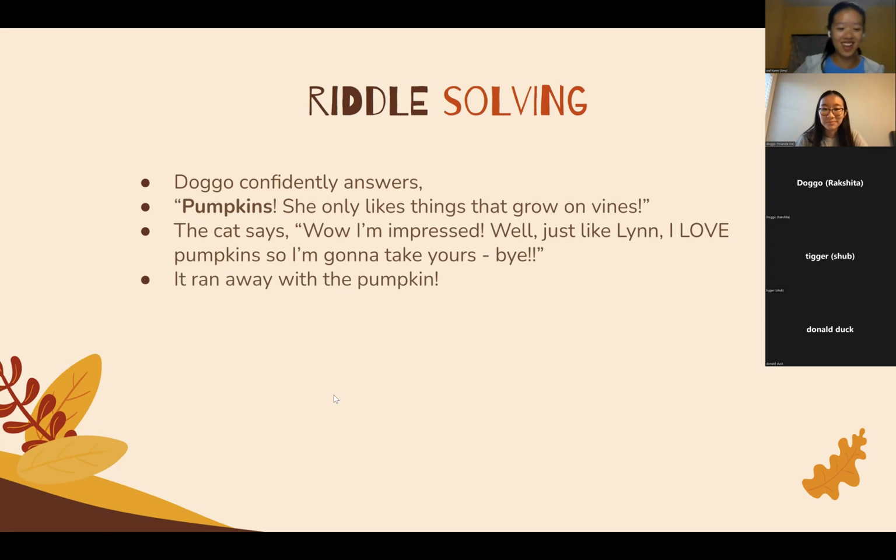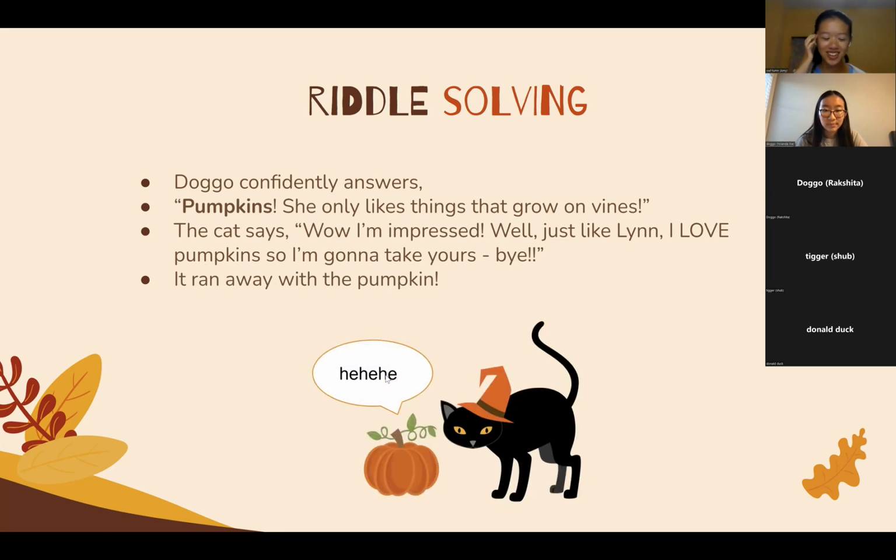And then it runs away with the pumpkin, with your pumpkin, which is kind of oops. And by the way, the cat should be saying he, not the pumpkin, because the cat took away your pumpkin. So now Doggo's sad because he does not have his pumpkin again. But let's check in on some other people and see how they're doing.